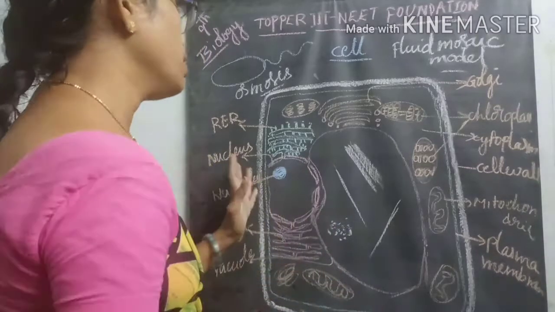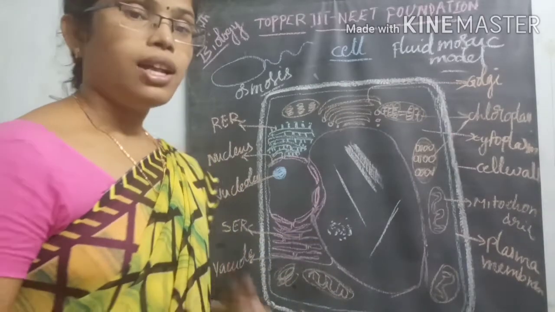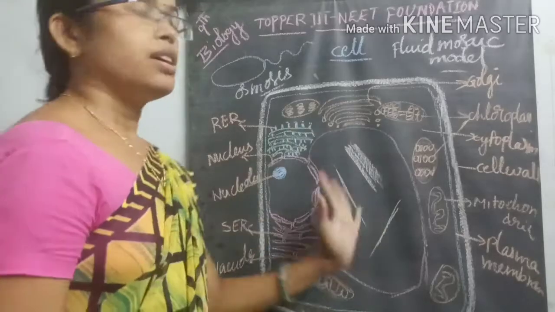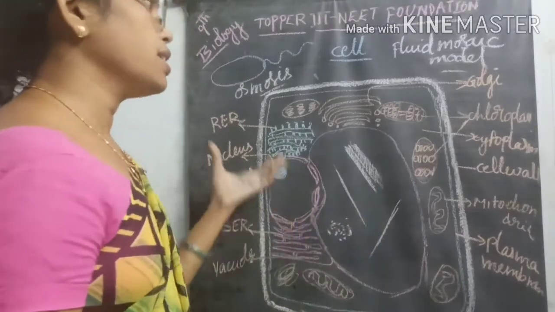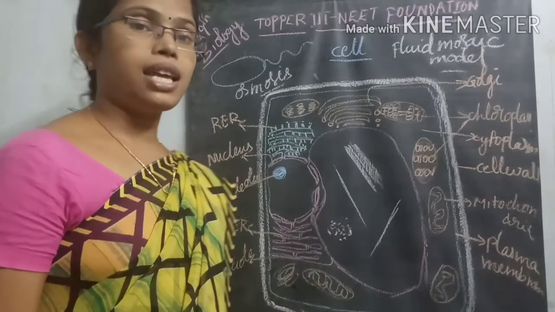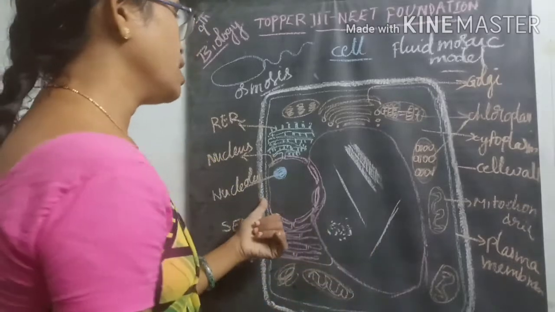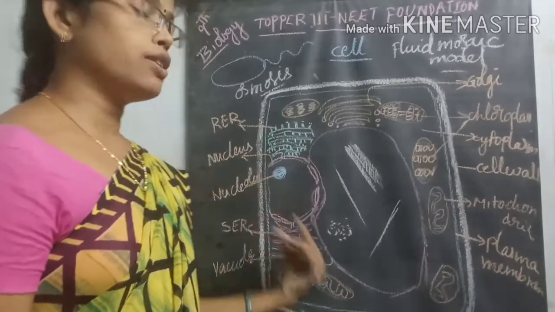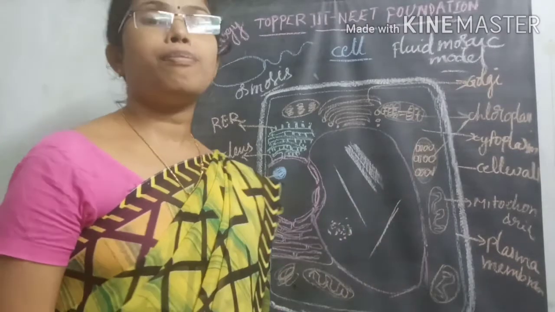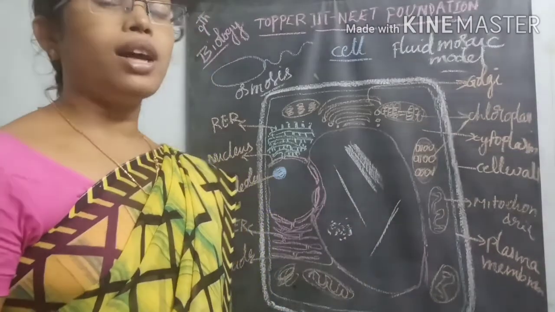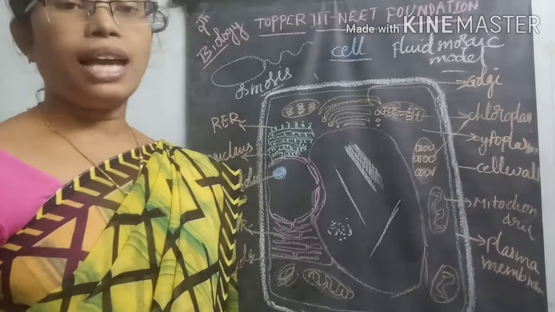So this is about the outermost layer, that is called the cell wall. Then coming to the inner layers, the inner cell organelles. The plant cell has many cell organelles. There are the nucleus, rough endoplasmic reticulum, smooth endoplasmic reticulum, vacuole, Golgi complex, chloroplast, mitochondria. Like these, different cell organelles are present inside the plant cell.